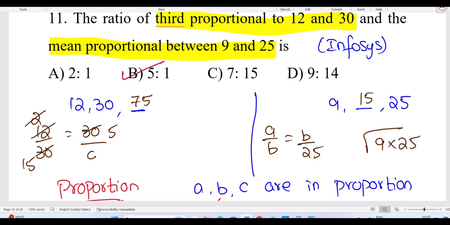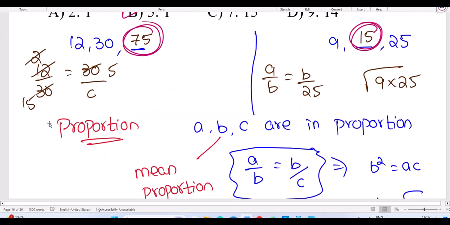So first value is 75, second value is 15. Those two values' ratio they are asking, which is 5 is to 1. First one answer, second one answer, for that ratio they are asking. You have two different questions and the ratio of those two is what they are asking.